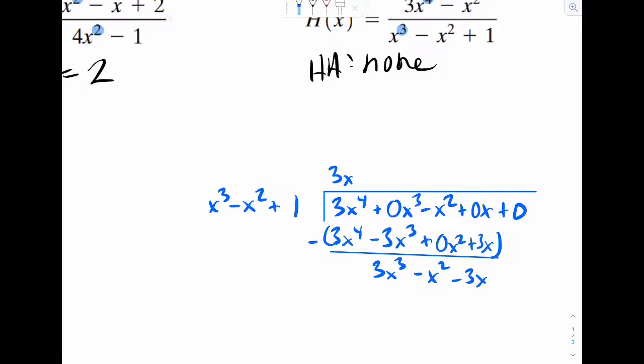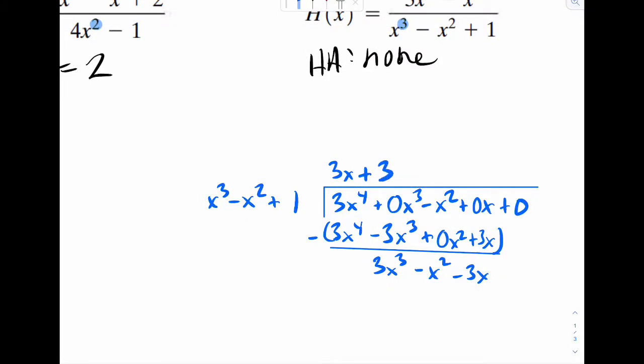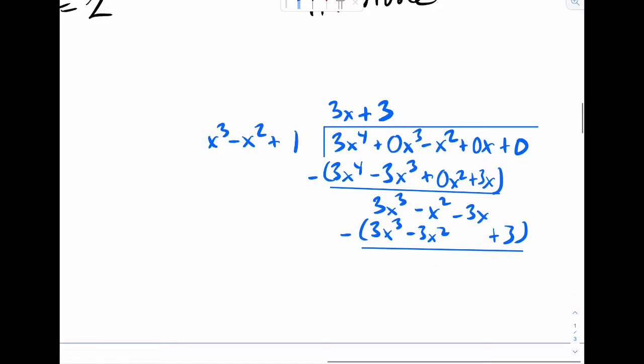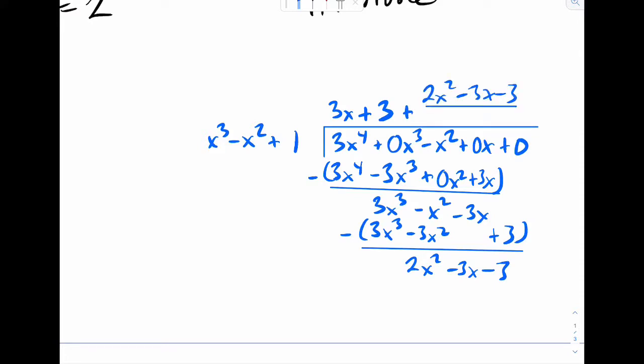We can see I need a plus 3, because if I have plus 3 and I multiply, I'm going to get 3x to the third minus 3x squared. That's going to be plus 3. Subtract, and I'm going to get 2x squared minus 3x minus 3. And this right here is your remainder. So plus 2x squared minus 3x minus 3, all divided by x cubed minus x squared plus 1.